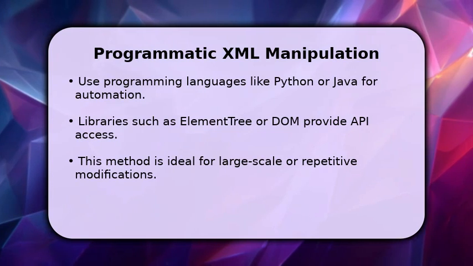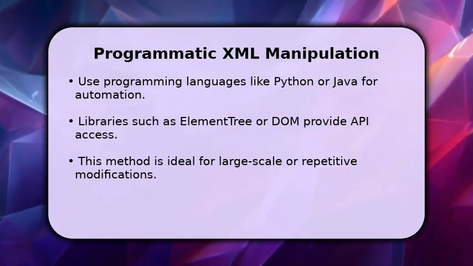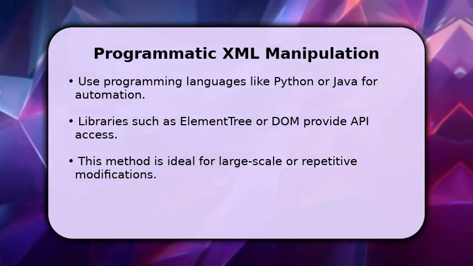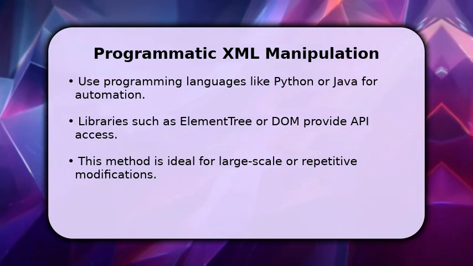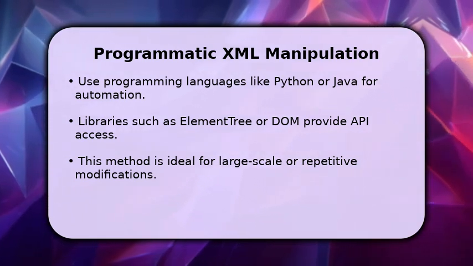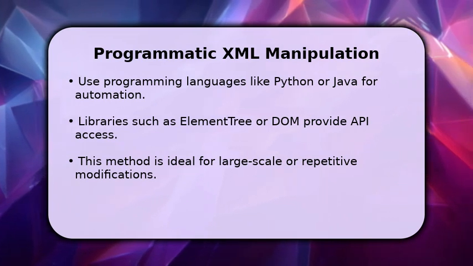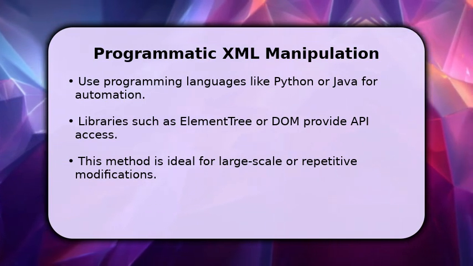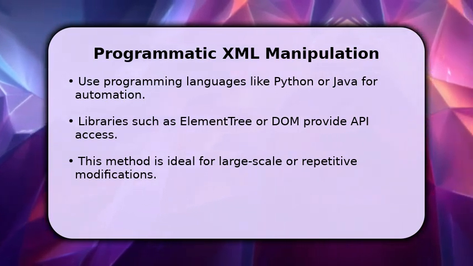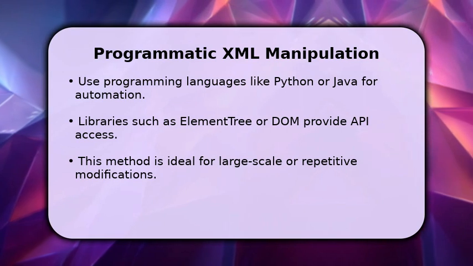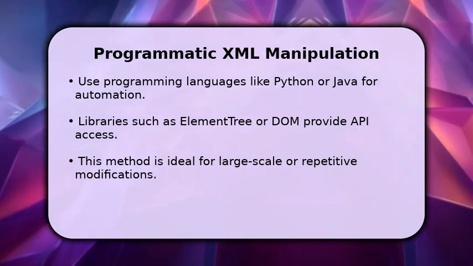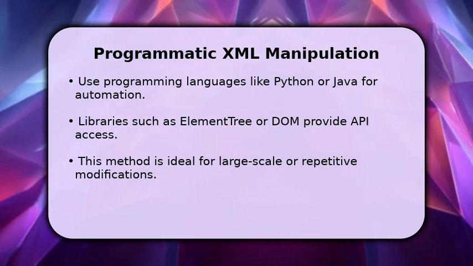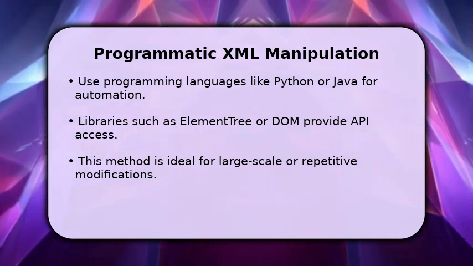Finally, for automated or large-scale XML modifications, programmatic editing is the most efficient approach. Languages like Python, with its element tree module, or Java, using its document object model API, allow you to parse, modify, and write XML files programmatically. This is perfect for tasks requiring batch updates, data transformations, or integrating XML editing into larger applications. It offers precision and scalability for complex scenarios.